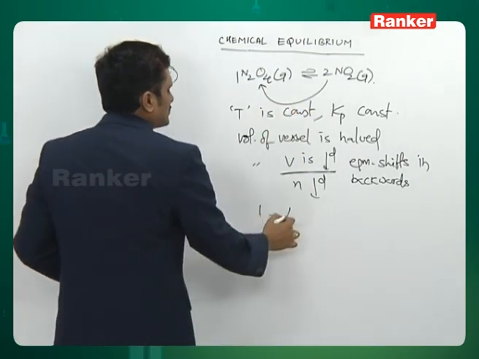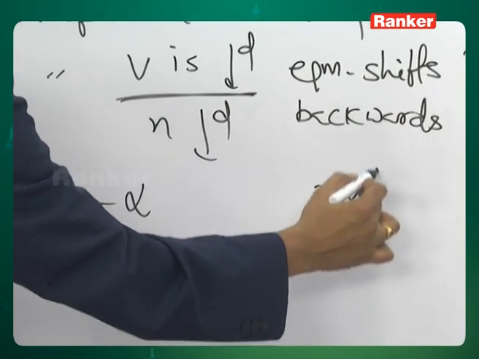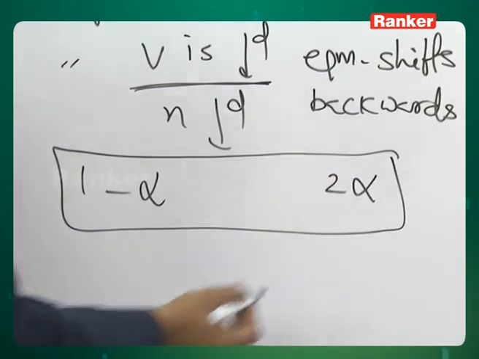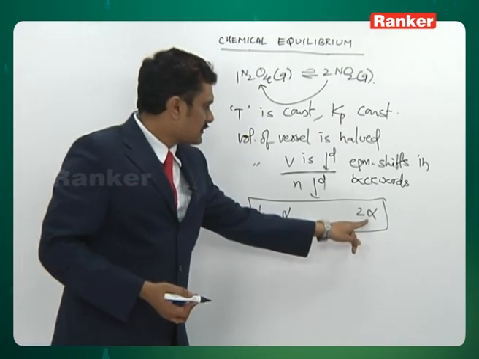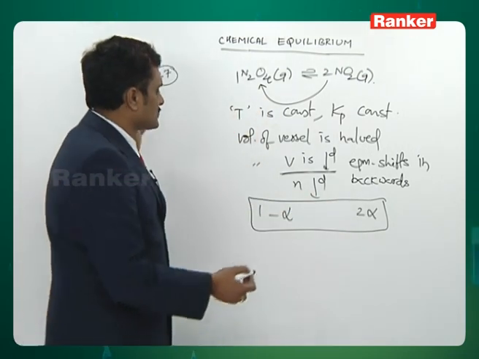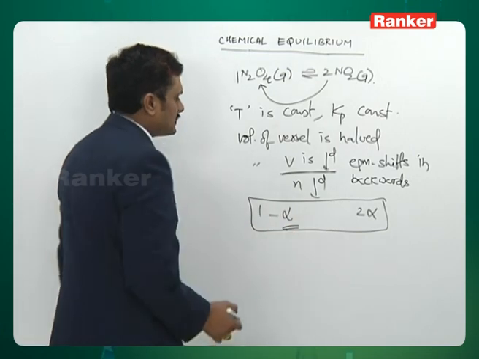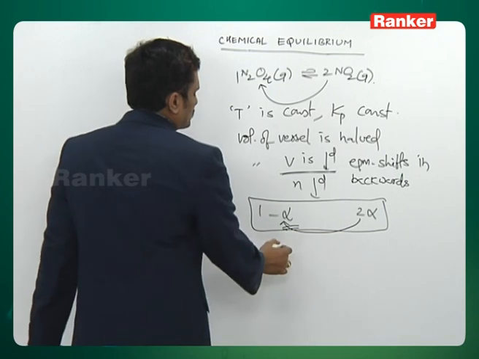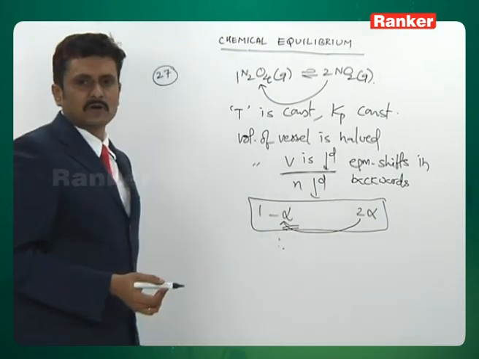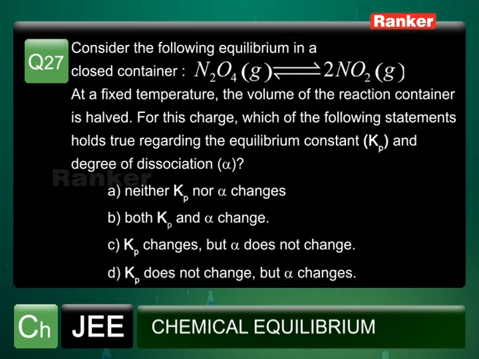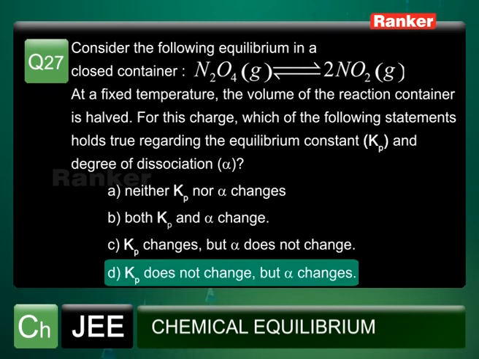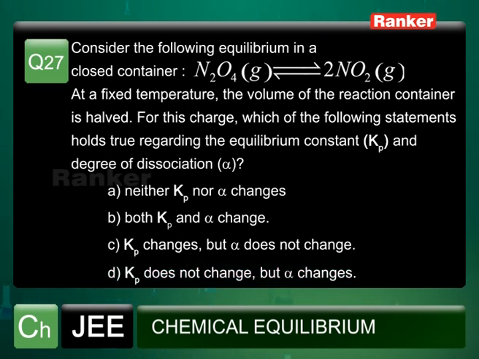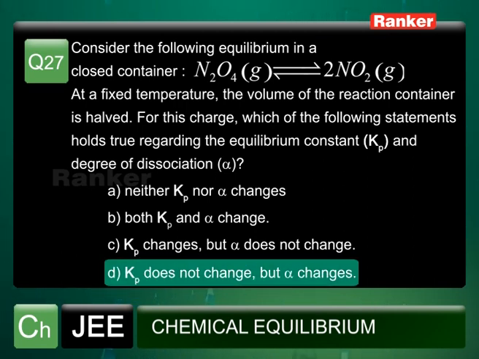When I am writing the equilibrium in terms of the degree of dissociation, for every alpha mole of N2O4 dissociated you will be getting 2 alpha moles. So when the equilibrium is shifting in the backward direction, alpha is supposed to decrease. Therefore the correct answer for this question is option D, where Kp does not change but alpha decreases because this equilibrium is shifting backwards.